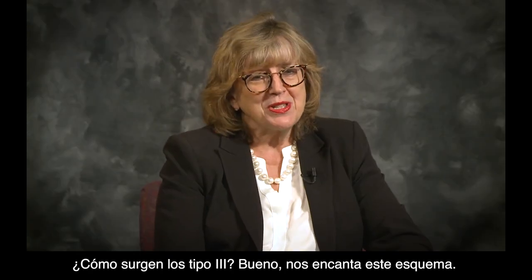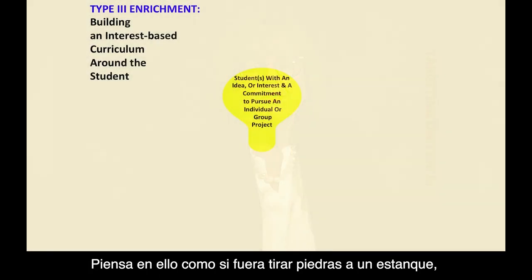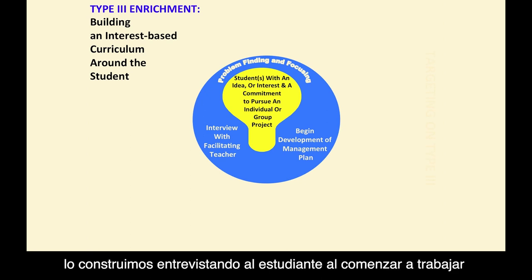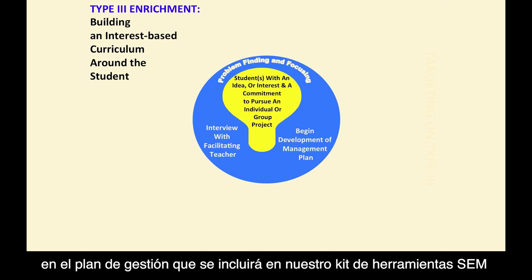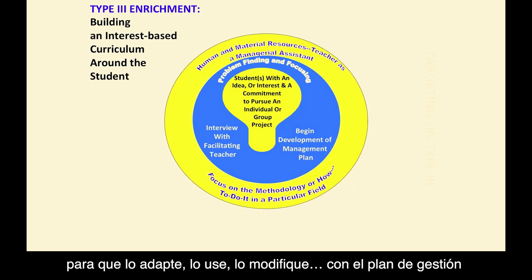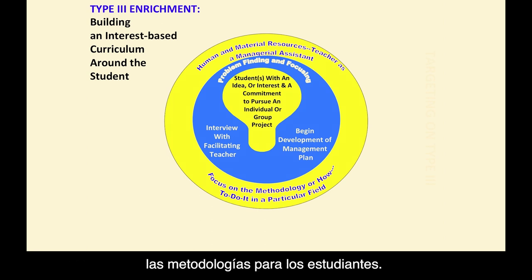How do type threes emerge? Well, we love this diagram. Think of it as throwing pebbles into a pond. We build around the interests of a child. We build that by interviewing the student and beginning to work on a management plan, which will be included in our SEM toolkit for you to adapt, use, and modify. With the management plan, we like to think a little bit about the resources, the how-to, the methodologies for students.